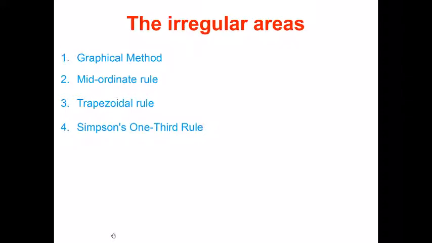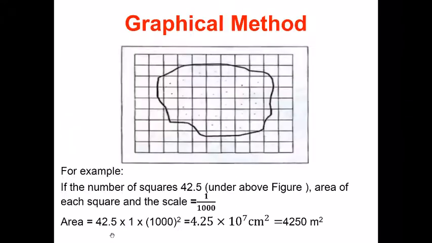Now let's talk about the irregular areas, which are more of a concern for us. For that, we have got a couple of methods. So first, we'll discuss the graphical method. In this method, the area is plotted on a graph paper, and you select the scale for the graph paper. That would mean, what are the dimensions of this square box.